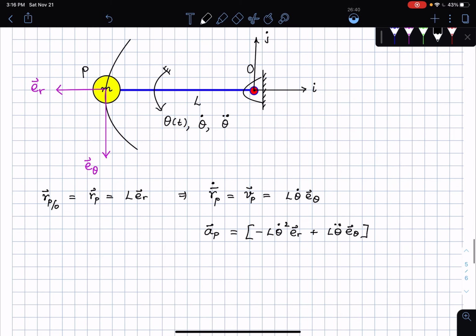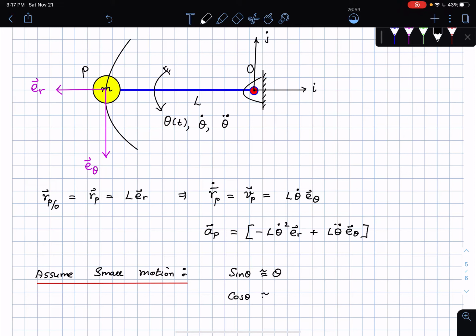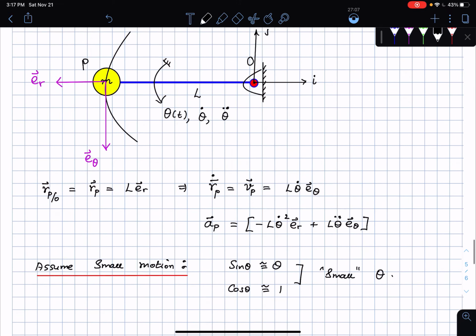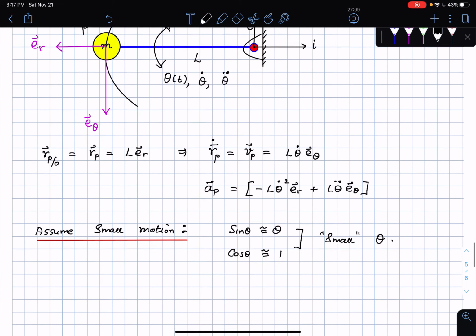Now we are assuming small motion. This is a very important statement. The ramification of that is the following. If I assume small motion, then sine theta is approximately theta and cos theta is approximately 1, for small theta. And if that is the case, then here is what I can say.